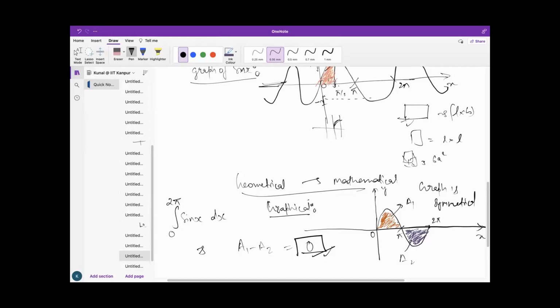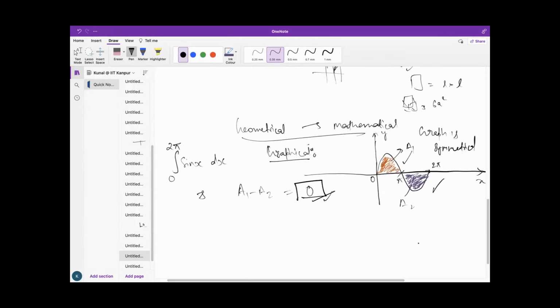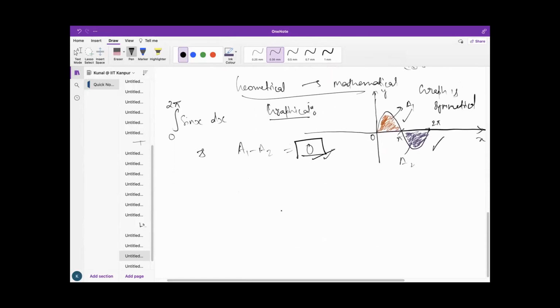I just add both areas of the region with opposite sign, because one is above the x-axis and one is below the x-axis. Now try to find the same mathematically. Now we proceed mathematically.